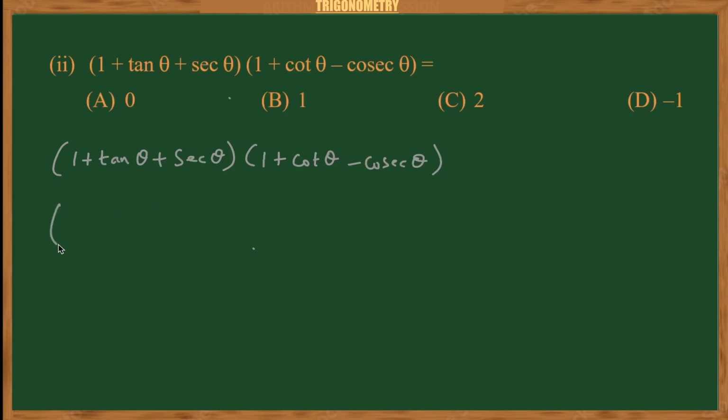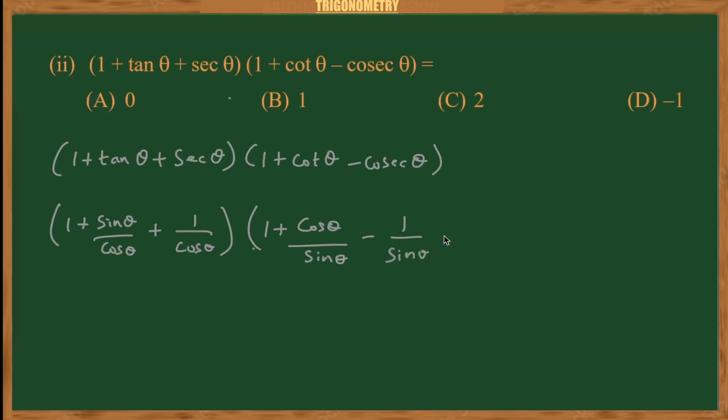So let's simplify it. 1 plus tan can be represented as sine theta by cos theta, plus secant theta can be represented as 1 by cos theta. One plus cot can be represented as cos theta by sin theta, which is nothing but the reverse of tan theta, minus cosecant. Cosecant is nothing but the reverse of sine theta.